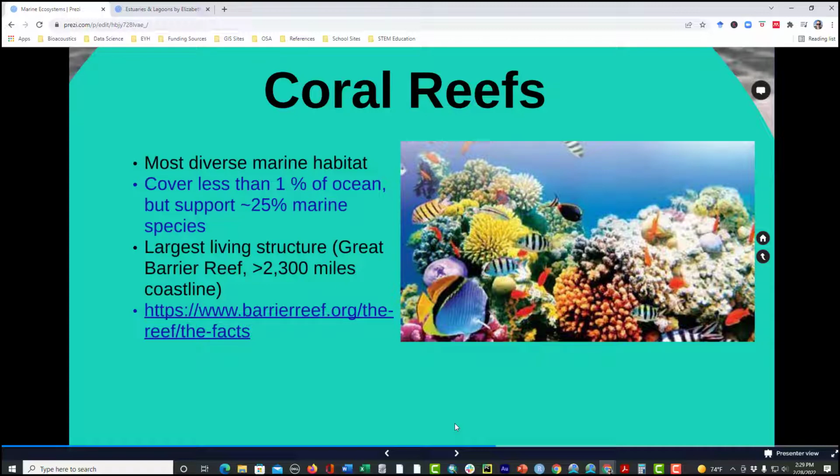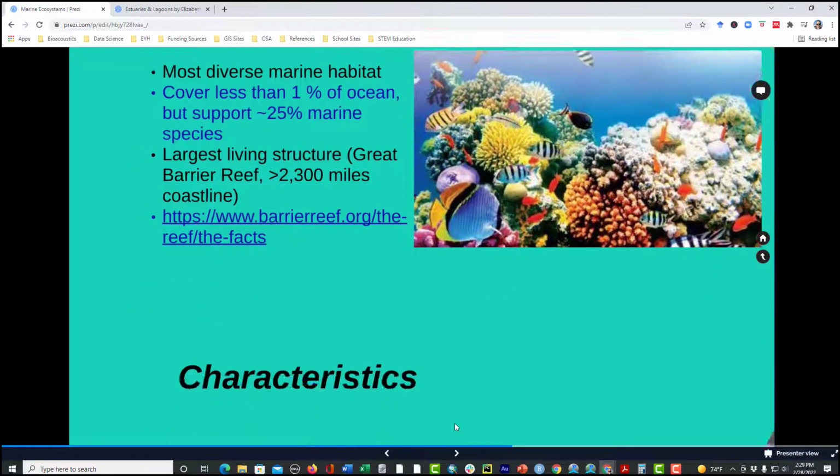The largest living structure is a coral reef, the Great Barrier Reef, which occurs along greater than 2,300 miles of coastline. That's obviously probably changed since I wrote this fact. It's probably much less than that because damage occurs to the Great Barrier Reef regularly due to changes in the ocean, as well as people going down and obstructing those different structures. And there's a bit more about the Great Barrier Reef at that link.